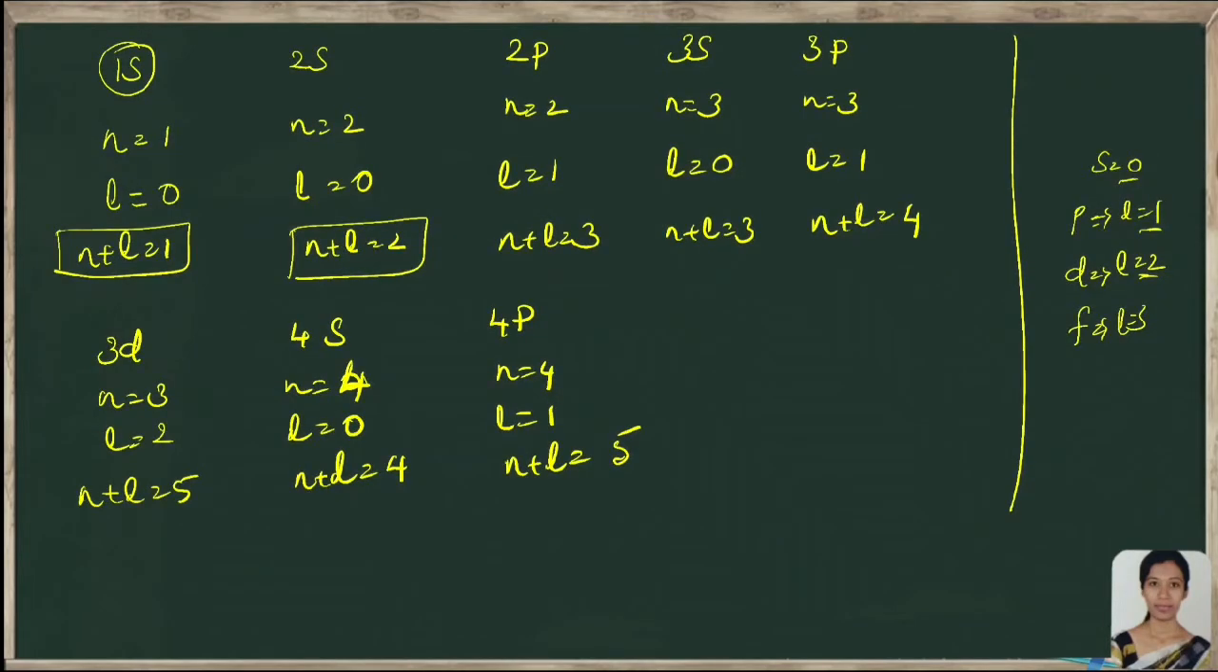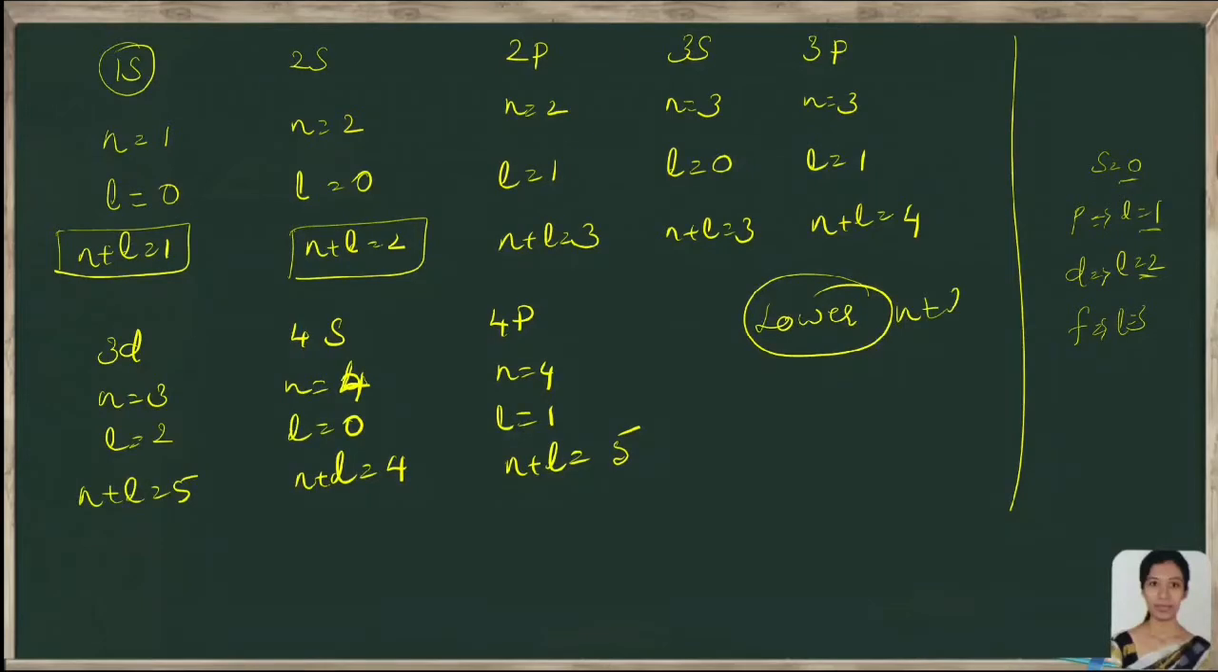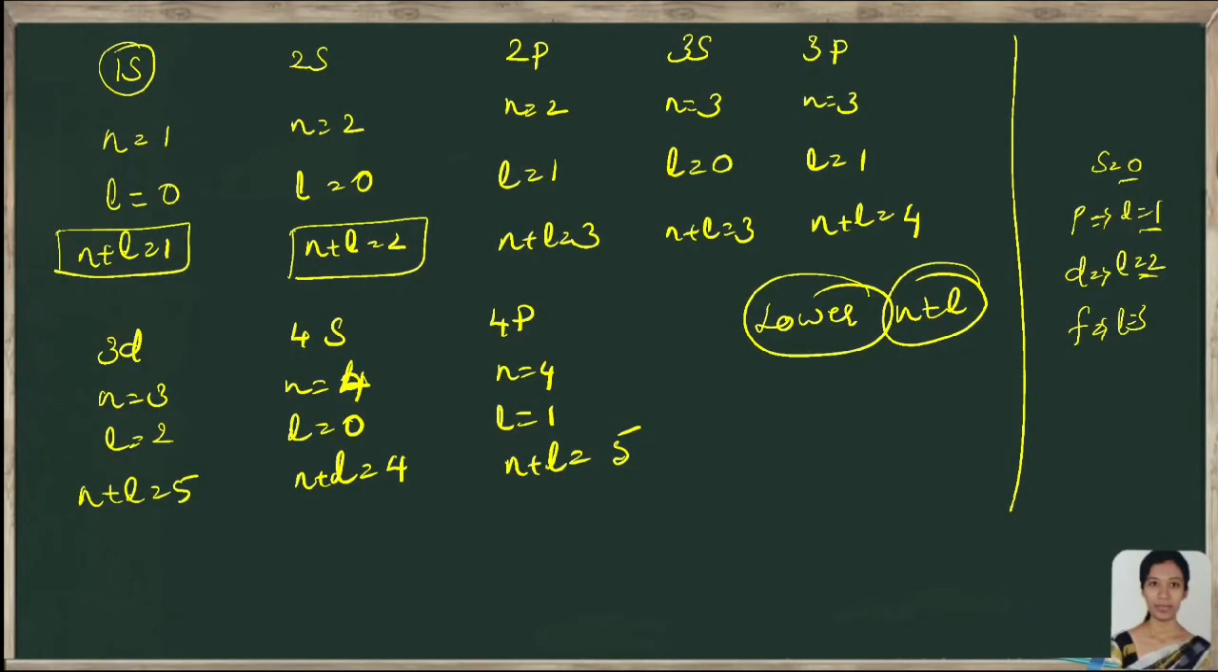Now, we need to consider the lower value of N plus L value. We have to arrange the electrons from the lower value of N plus L to the higher value. The orbital having the lowest N plus L value is the 1s orbital. So electrons will be filled in the 1s orbital first.